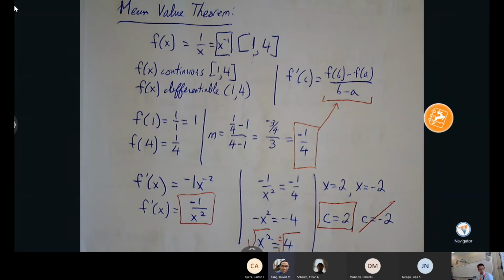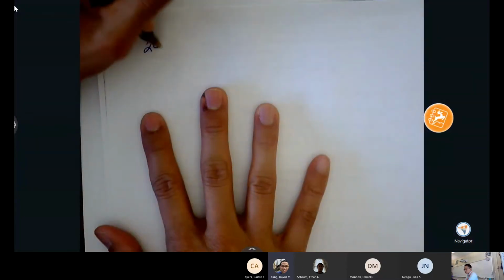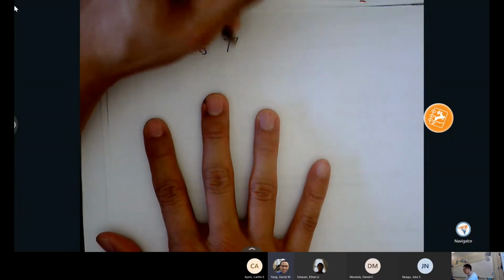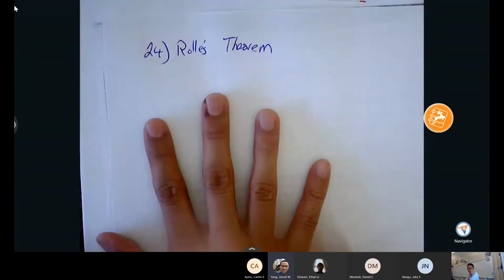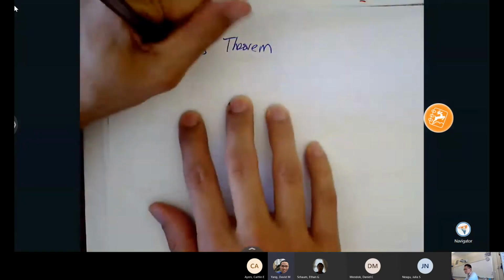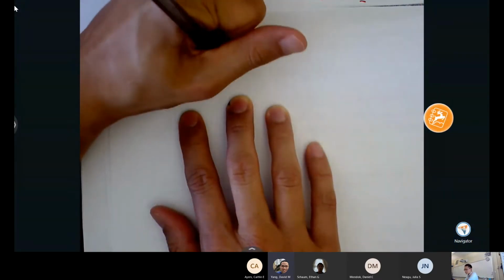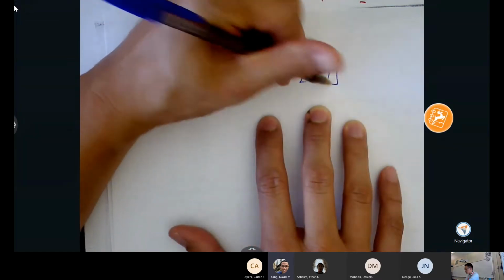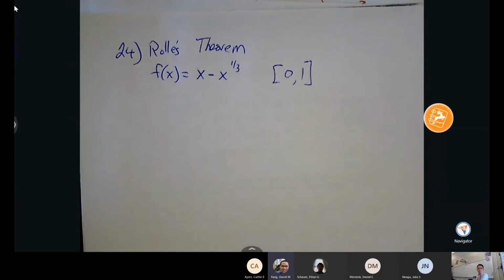Okay, let's see if this works out. Okay, Rolle's theorem. This is from the textbook here, number 24. So we have three conditions for Rolle's theorem, right? First is continuous, second is differentiable.